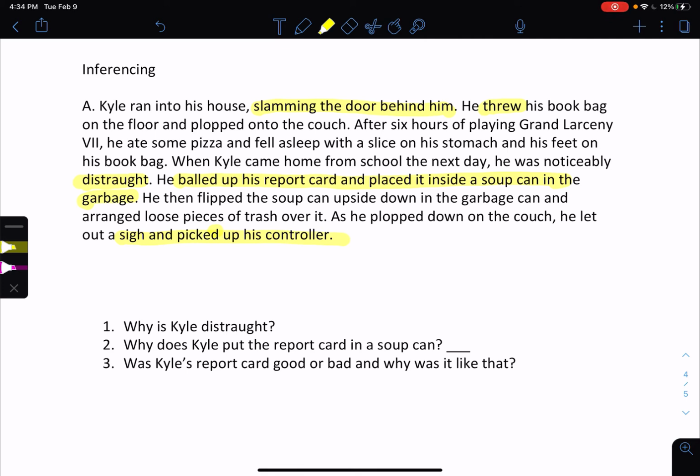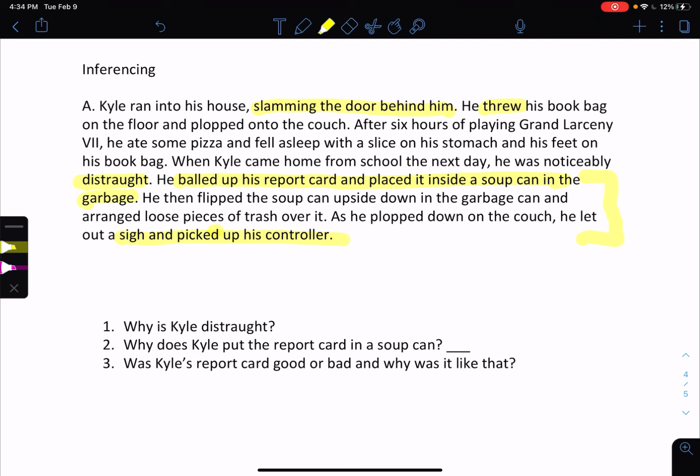Why is Kyle distraught? First of all, what is distraught? Is he happy? No, we can assume that these context clues help us understand what distraught means, right? What is he doing? He's sighing. He's throwing things in the trash, trying to hide it. So it looks like Kyle is distraught because he probably got a bad report card, right?